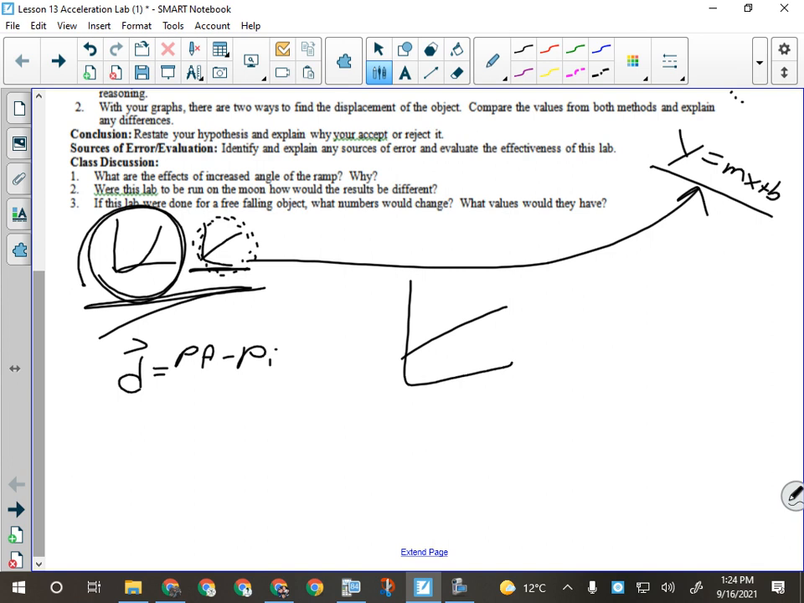How should the number I get here and the number I get here compare, theoretically? They should be the same. They're not going to be exactly the same, but they should be close. Like I'm saying within 10 centimeters for sure. If you are out by more than 10 centimeters, then you did something wrong somewhere along the way. But these two numbers should be very, very close.